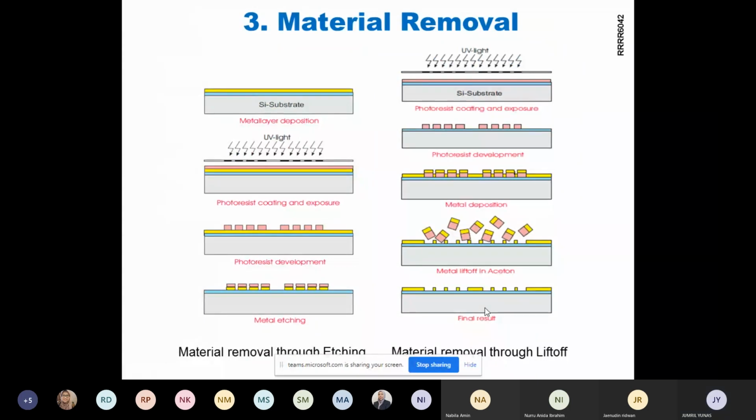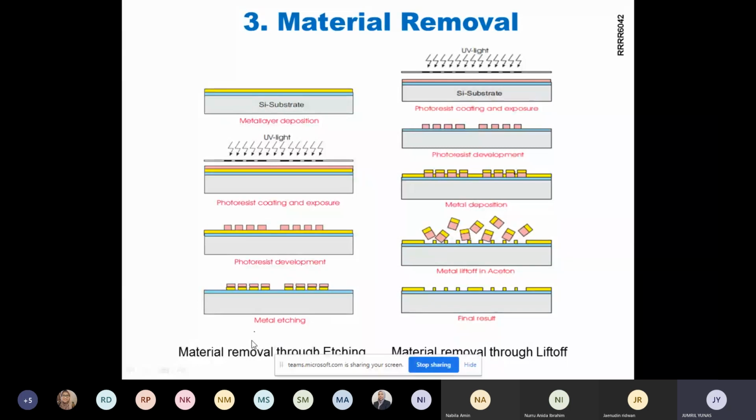Okay, that was the material deposition. So now we come to the material removal process. This is the schematic of the material removal process. The left schematic is the material removal through etching. The right one is the material removal through lift off. So we can see here the difference of the process.